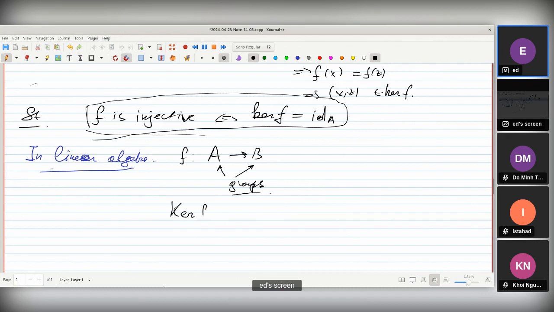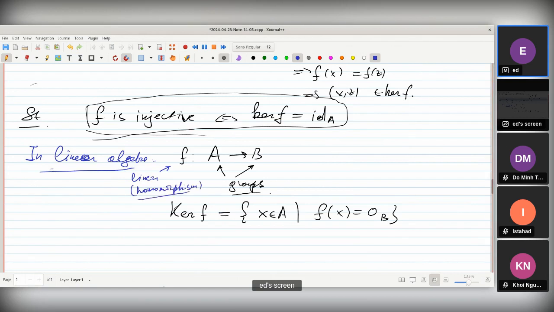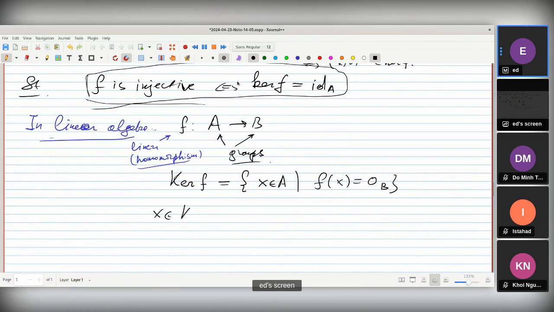And then the kernel in the algebraic meaning is the set of all x from A such that f of x equals 0 of B. And B is, say, linear or in general homomorphic. Have you had homomorphisms? So this is the pre-image of 0. But what do we have in fact? We see that x belongs to this kernel if and only if f of x equals 0.